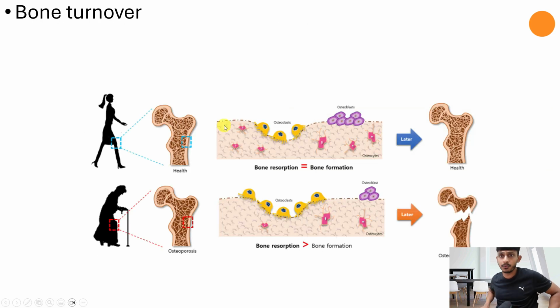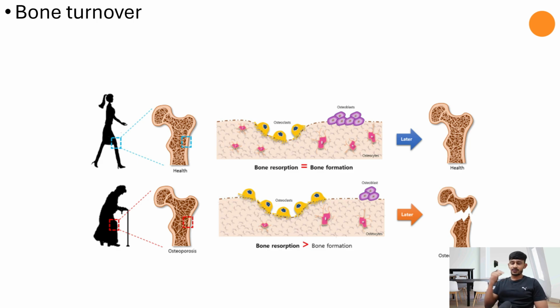Coming to bone turnover. As we see, the bones we see are not what they seem to be. What I mean by that is, at a microscopic level, bone is always being reabsorbed and deposited. It's a constant cycle. Bone gets reabsorbed, deposited. So this is what I mean by bone turnover.